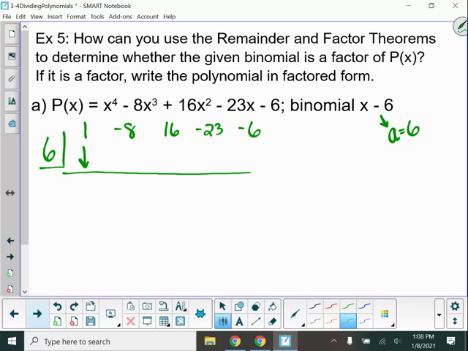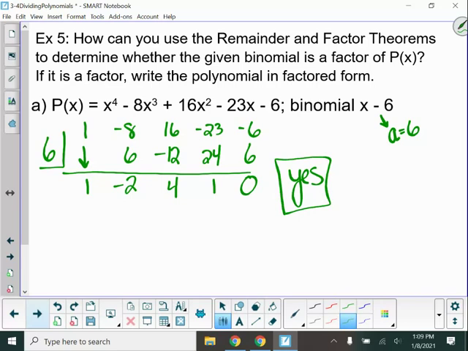And then I go through and do my process. Bring down the first, multiply by the box number, add down, multiply by the box number, add down, multiply by the box number, add down, multiply by the box number, and add down. So yes, this is in fact, x minus 6 is a factor of this polynomial.